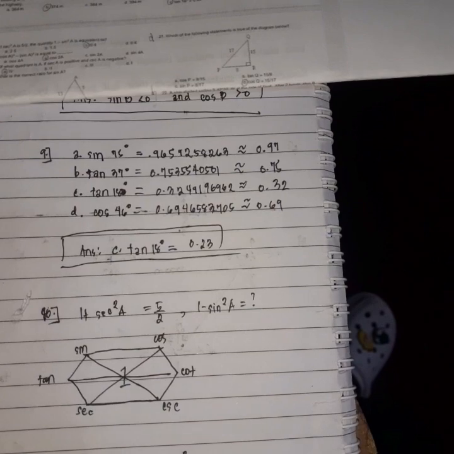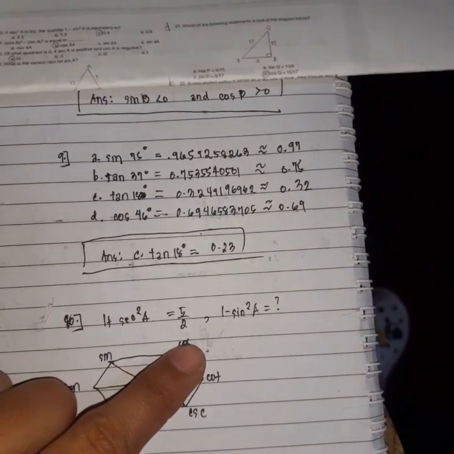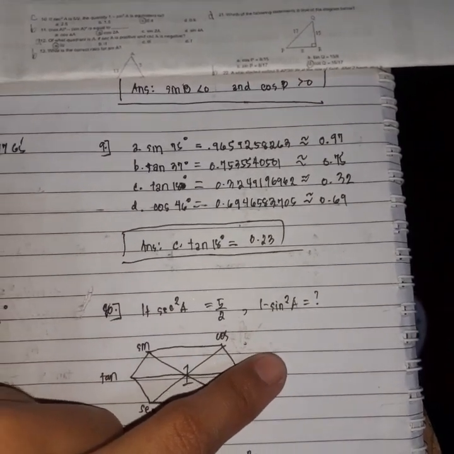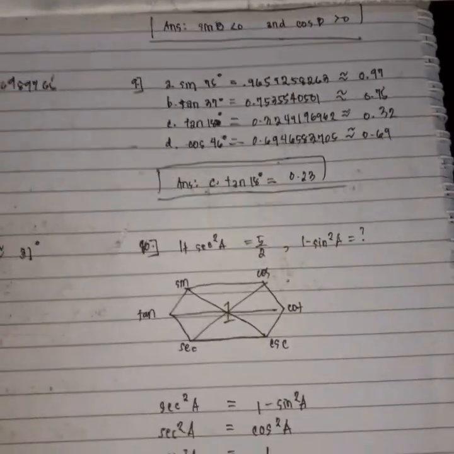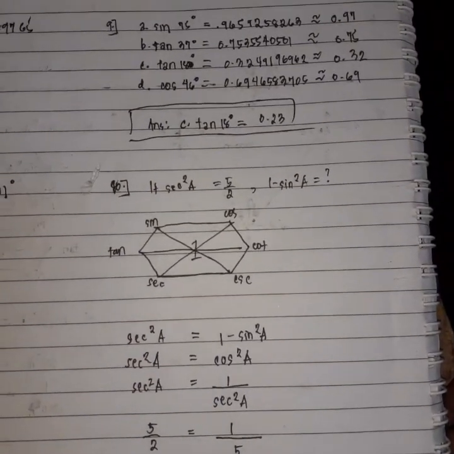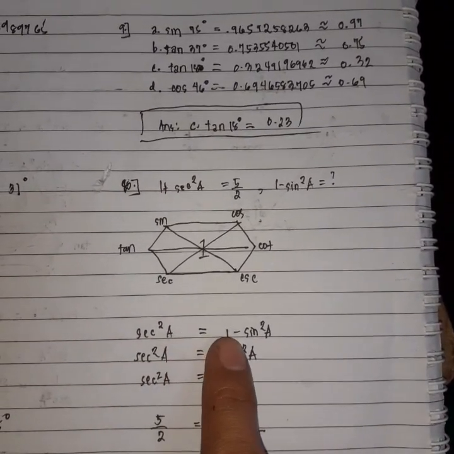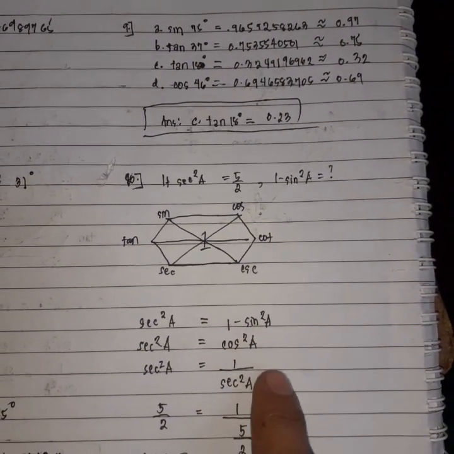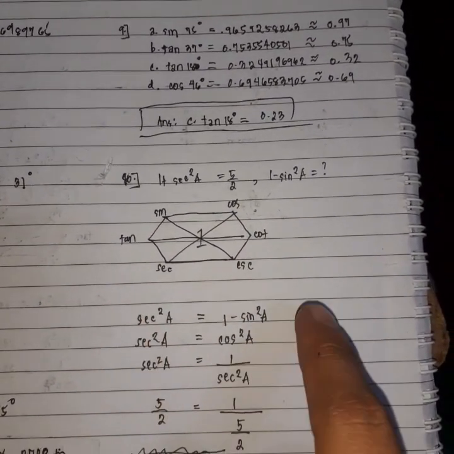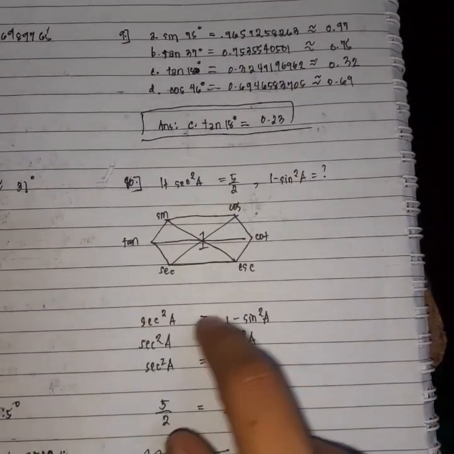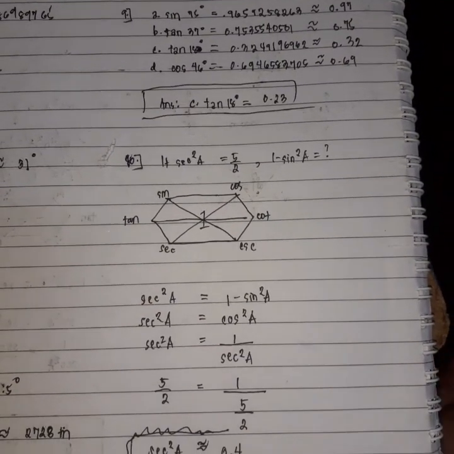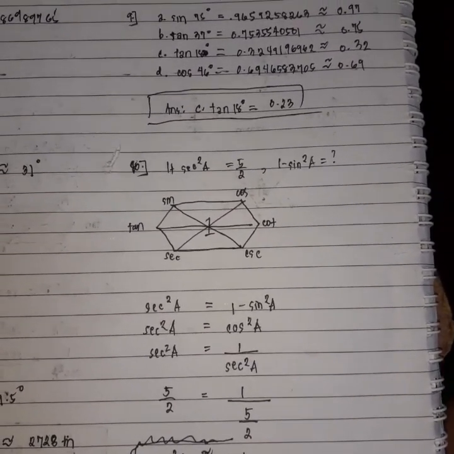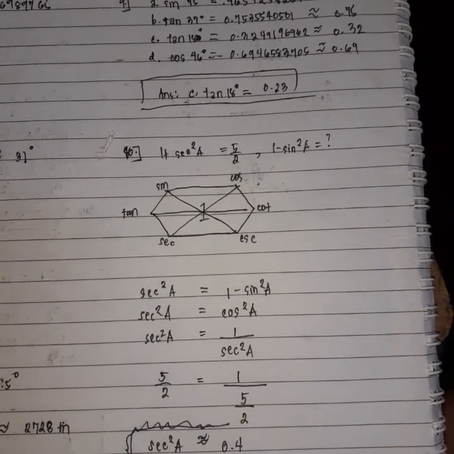Now let's have number 10. Number 10 states that if secant squared A is equal to 5 halves, what is 1 minus sine squared A? Now in a super hexagon, cos squared A should be equal to 1 minus sine squared A. We can solve this using our identities, by using our super hexagon if necessary. We all know that 1 minus sine squared A is equal to cos squared A because 1 is equal to cos squared A plus sine squared A.